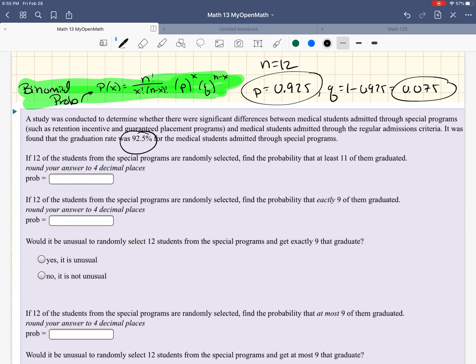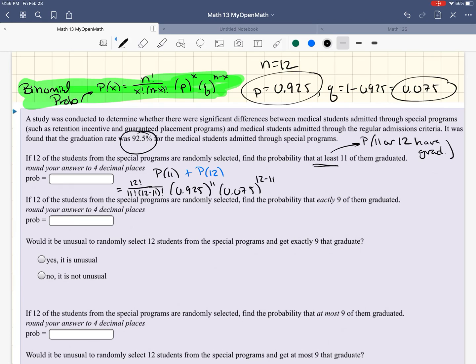Okay, so the first one, if 12 of the students are randomly selected and we find the probability at least 11 of them have graduated, that would be the probability that 11 or 12 have graduated. Since there's no duplication there, that would be the probability that 11 graduated plus the probability that 12 graduated. Okay, so let's do this. The probability that 11 graduated, remember N is 12, so we would have 12 factorial over, this is X is 11, 11 factorial, and 12 minus 11 factorial. P is 0.925 to the X, so to the 11. And then Q, which was 0.075 to the 12 minus 11, so to the 1.